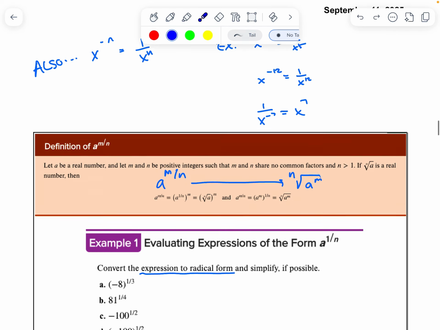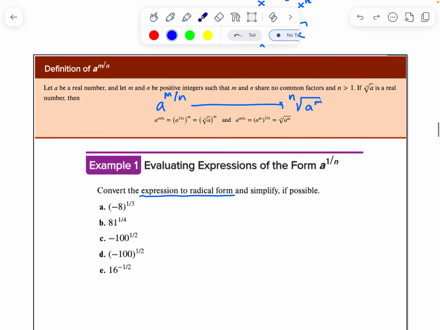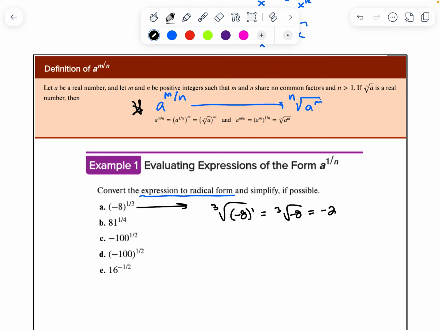Let's see if we can take these things and apply them. So first, negative 8 to the 1 over 3. That's the same thing, using this rule right here, as the third root of negative 8 to the 1. That's the same thing as the third root of negative 8. Negative 8 to the 1 is just negative 8. And in the calculator, the third root of negative 8 is negative 2.